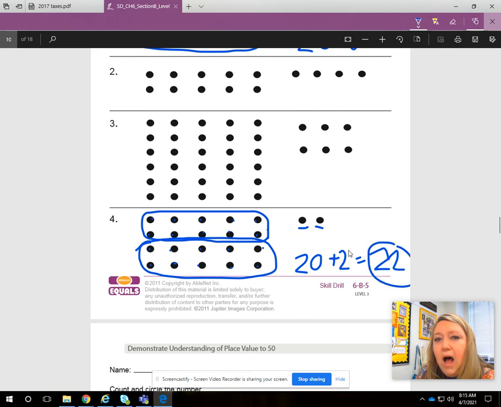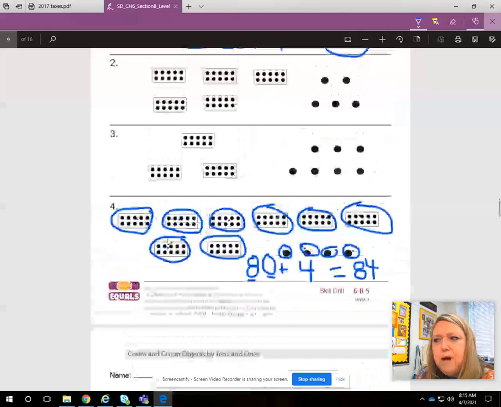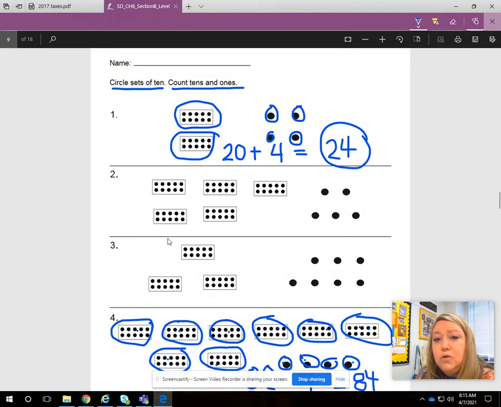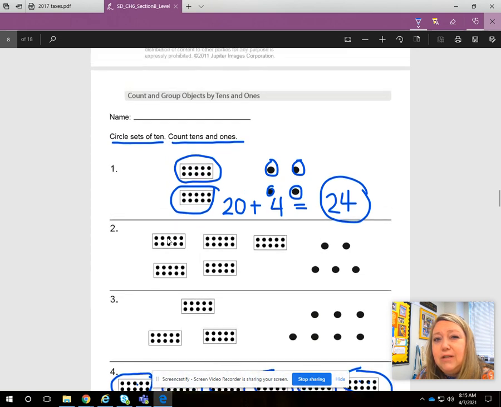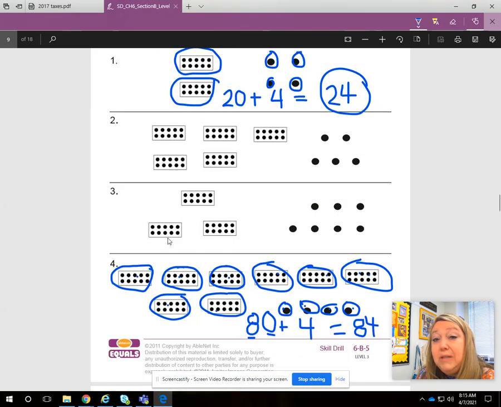Okay. All right, friends, it's your turn to practice on these 2 worksheets. You can use your draw tools to circle those sets of 10, and then you're going to circle your sets of ones, and you're going to put them together and get a final answer, okay?